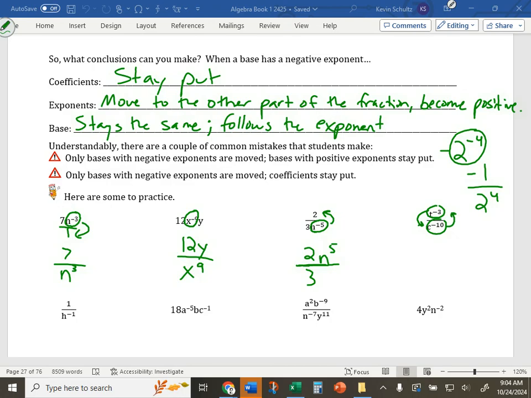T to the -3rd is not happening in the numerator. So down it goes, becomes t to the +3rd. C to the -10th is not happy in the denominator. So up it goes, becomes c to the +10th. Okay? The base moves, the power moves, the power becomes positive. How are we doing? Great. Good. Questions on this? No. Okay.